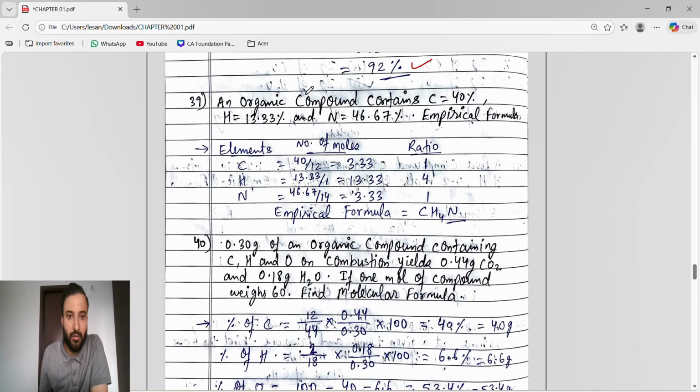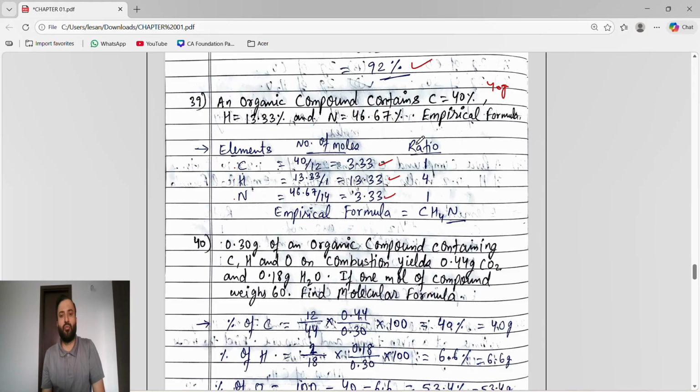An organic compound contains carbon, hydrogen, nitrogen. We write the elements carbon, hydrogen, nitrogen. Percentage is 40%, which will become 40 gram. This will become 13.33 gram, and this is 46.67 gram. So directly we go for finding the number of moles. Number of moles means given mass 40 divided by atomic mass 12, you will get 3.33. Hydrogen: given mass 13.33 by 1, you will get 13.33. Nitrogen: 46.67 divided by atomic mass of nitrogen 14, you will get 3.33.